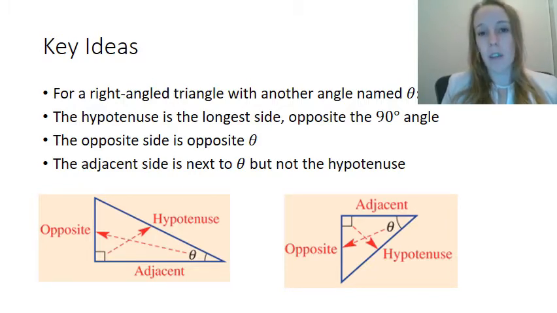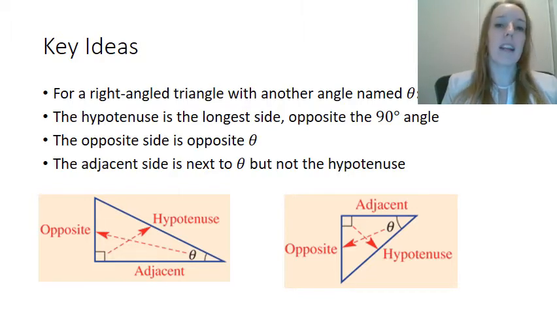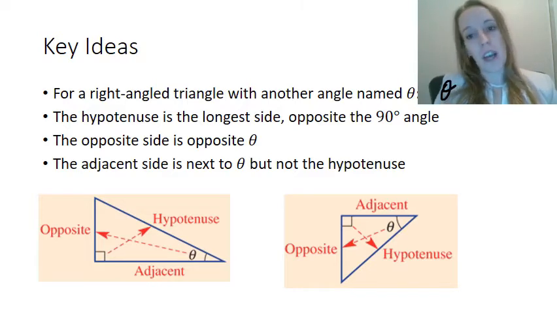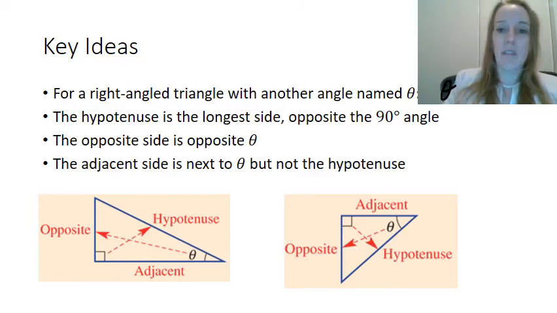Okay, so the first thing we need to look at is the names of all the sides in a triangle. We've touched on this before when we did Pythagoras' theorem, but we're going to look at it in a little bit more detail. Now, for a right angled triangle with another angle, which we label with a symbol that shows that angle, that's an angle that we don't have a value for.